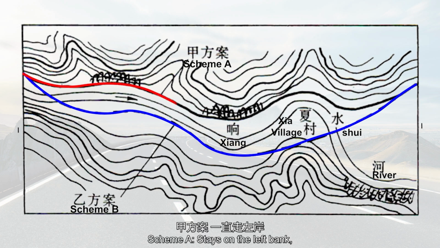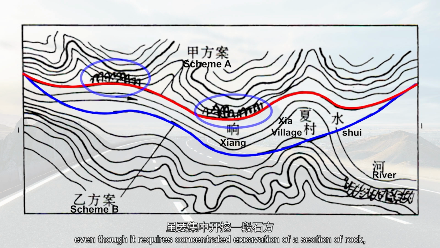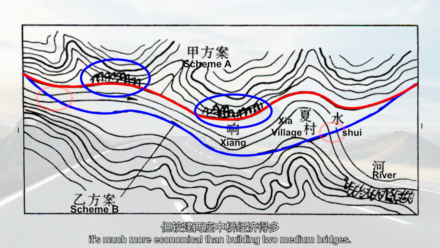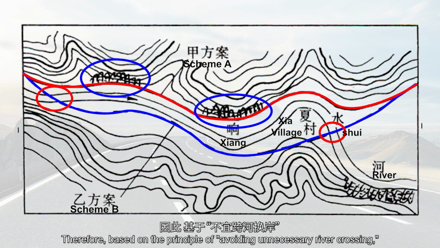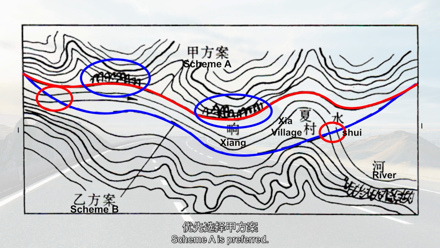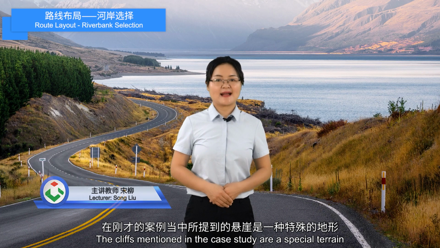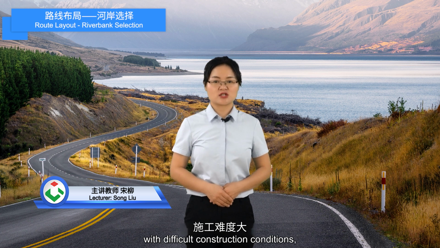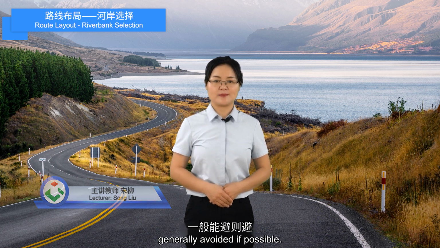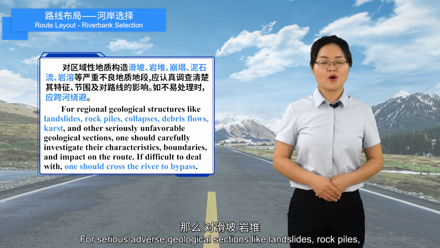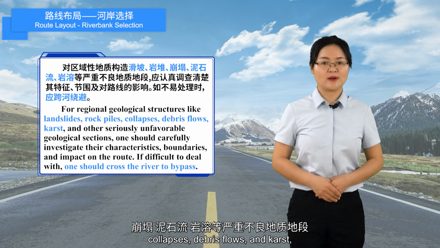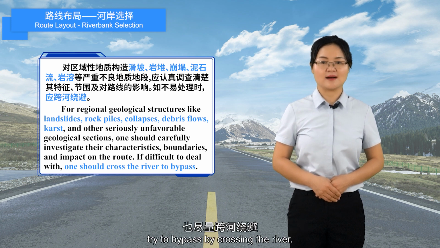Scheme A stays on the left bank, even though it requires concentrated excavation of a section of rock. It's much more economical than building two medium bridges. Therefore, based on the principle of avoiding unnecessary river crossing, Scheme A is preferred. The cliffs mentioned in the case study are a special terrain with difficult construction conditions, generally avoided if possible. For serious adverse geological sections like landslides, rock piles, collapses, debris flows, and karst, try to bypass by crossing the river.